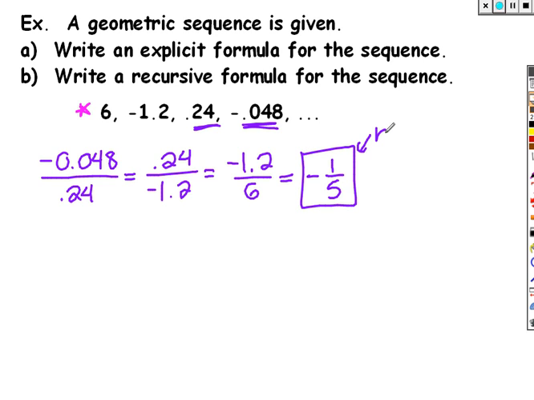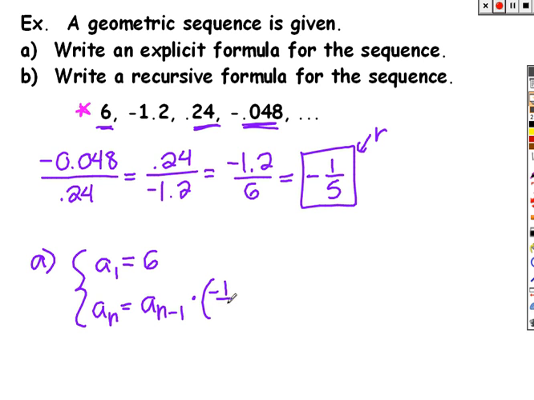If I want to write the explicit formula, well, I know where I'm starting. The first term is 6, so a sub 1 is 6. And then to get to the nth term, I'm going to take the previous term and multiply by that constant ratio, which is negative 1/5. And that'd be to calculate any term beyond the first term. Oh, that was the recursive, I guess. So I just did part B.